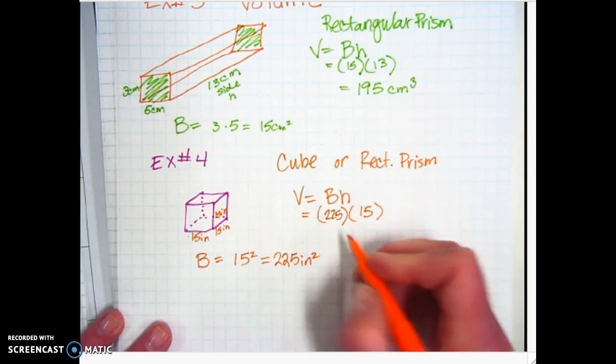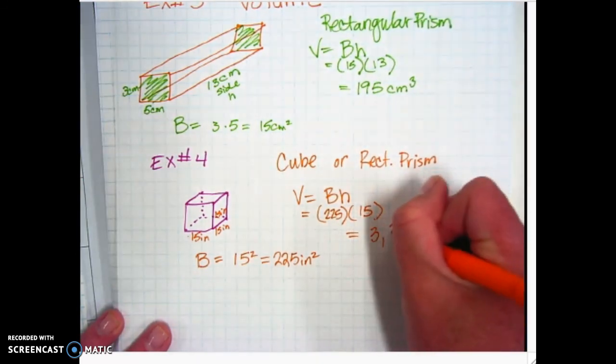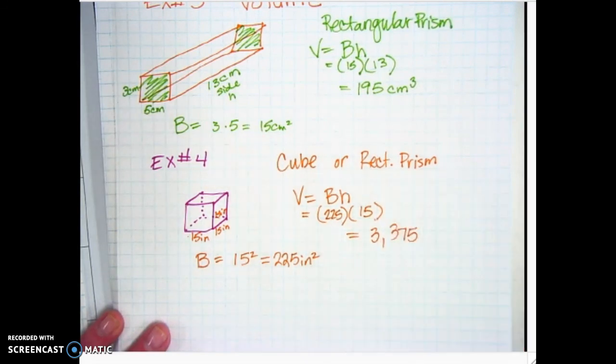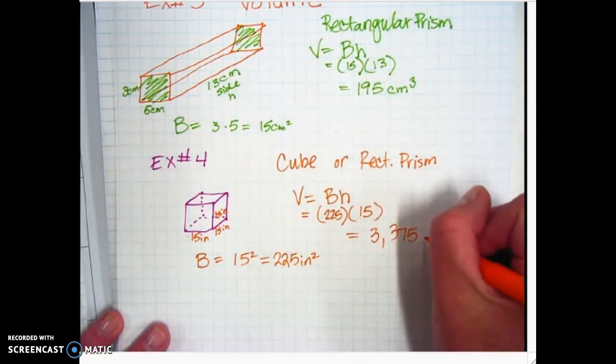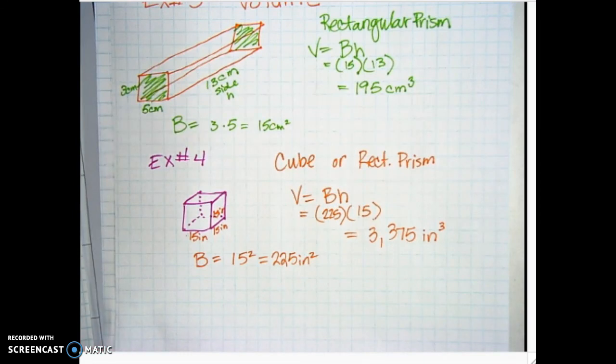So I plug that 225 in there, multiply this in my calculator. I've got 3,375. Anybody do length times width times height? No? No adventurous people? Okay. So the answer should be in inches what? Cubed. All right, finish copying.